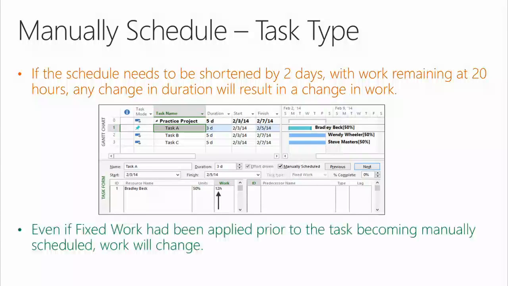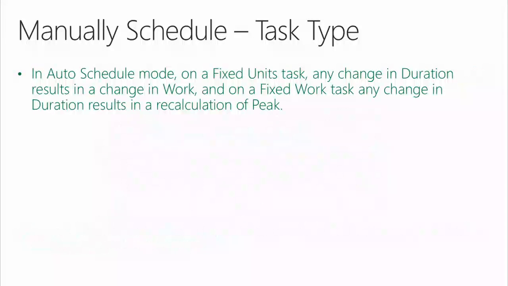All right? Even if fixed work had been applied prior to the task becoming manually scheduled, work will change. This is concerning to me. Being a very advanced user of Project, this concerns me. Now, in auto-schedule mode, on a fixed units task, any change in duration we know results in a change in work. And on a fixed work task, any change in duration results in a recalculation of peak.